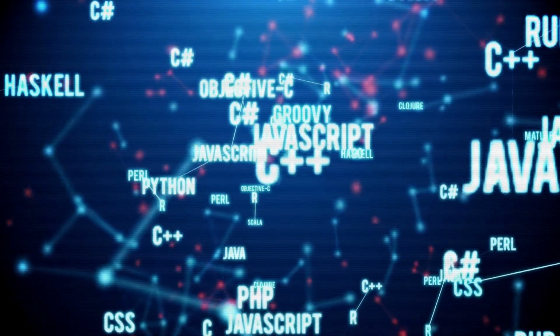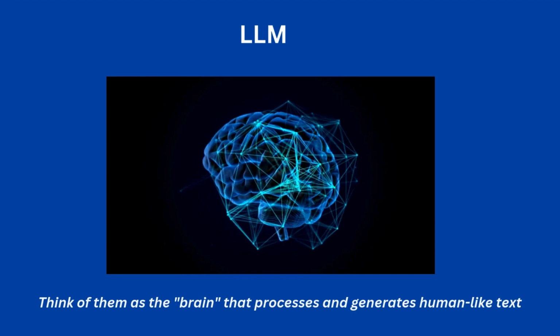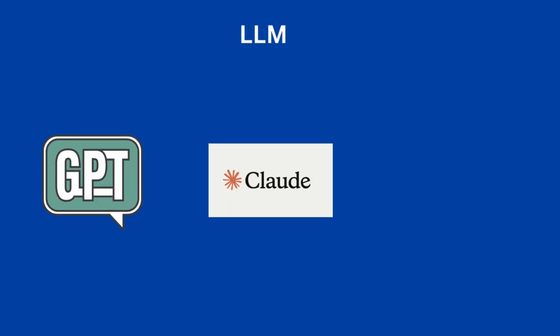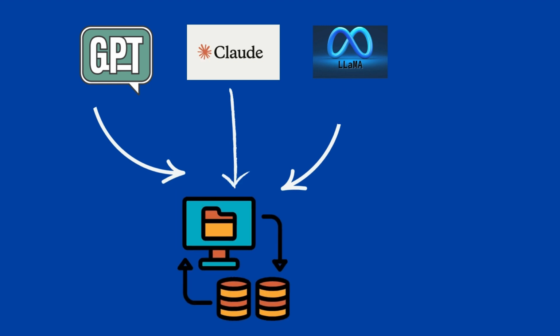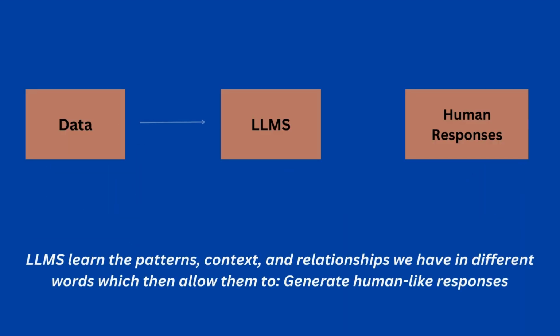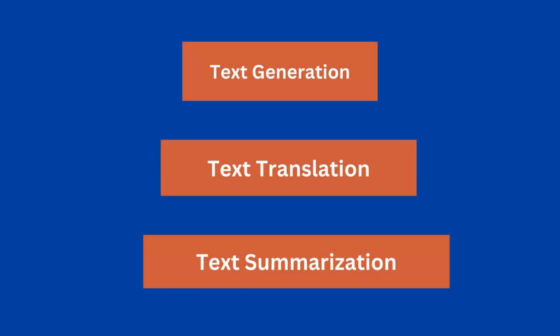LLMs, known as large language models, are the core intelligence behind AI-powered applications. We can think of them as the brain that processes and generates human-like text. For instance, we have LLMs such as GPT-4, Claude, and Llama. These LLMs are trained on massive datasets, which usually contain text from books, articles, and websites. So they have the ability to learn patterns, context, and relationships between different data. With an LLM, we can carry out different tasks such as text generation, translation, summarization, and more.